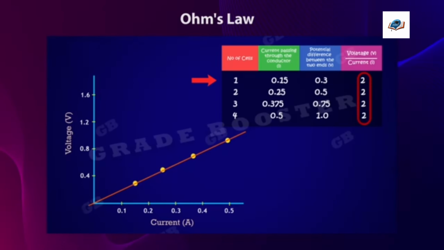With one cell, the current value is 0.15 and voltage is 0.3. And with 2 cells, the current value is 0.25 and voltage is 0.5. With 3 cells, the current is 0.375 and voltage is 0.75. With 4 cells, the current is 0.5 and voltage is 1.0. So we have plotted these values on the graph. Now the VI graph has a straight line passing through the origin, which indicates that V is proportional to I, or V by I is constant.